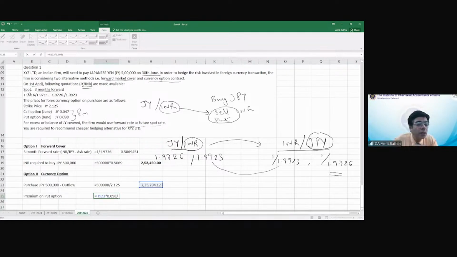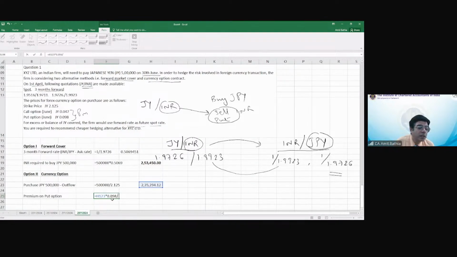So first of all, are you all with me? Premium has to be paid today, not 3 months later. So I will need to essentially convert this premium at the spot rates. Now spot rate में कौन सा वाला? Do I go for buy or do I go for sell? Buy, sir, because I don't have Japanese yen, but I'll have to pay in Japanese yen, so I have to buy. See, your premium on put option is INR into 0.098. So what you have is Japanese yen available with you. So you need to sell this Japanese yen, right?